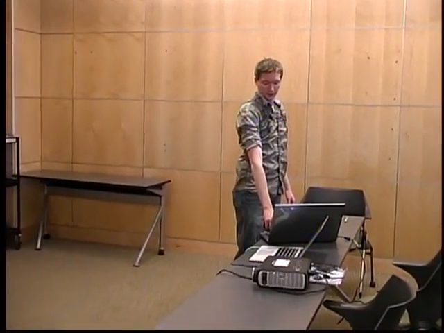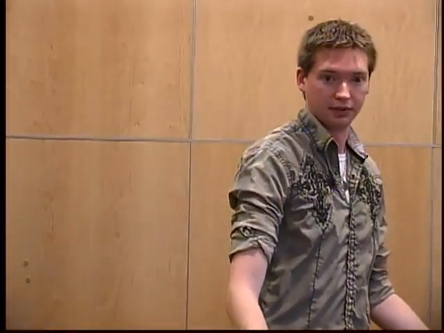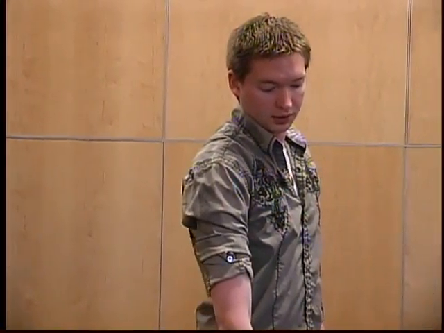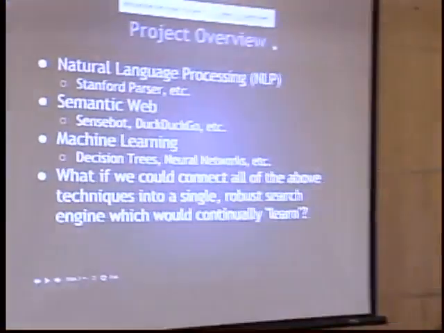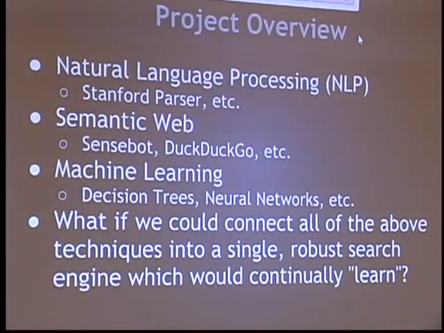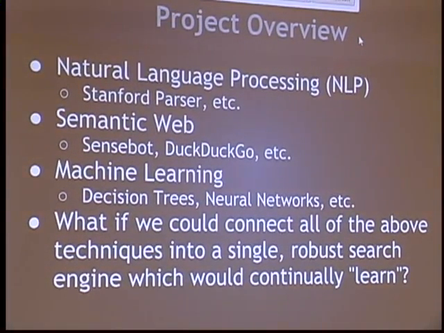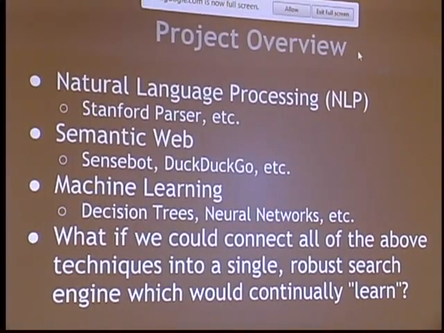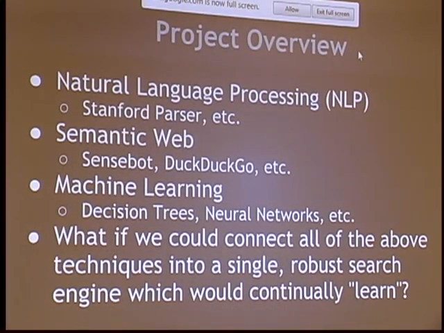Okay, so my project was basically an overview of the goal and approach models to be outlined. I almost spent too much time on it because it's not the final presentation. The project overview is basically: we know about natural language processing, we've talked about the sample processor, we know the semantic web, there's a new one called SenseBot I found the other day. I don't know if it's new, but it's new to me. We have DuckDuckGo, etc. We know about machine learning, decision trees, all that.